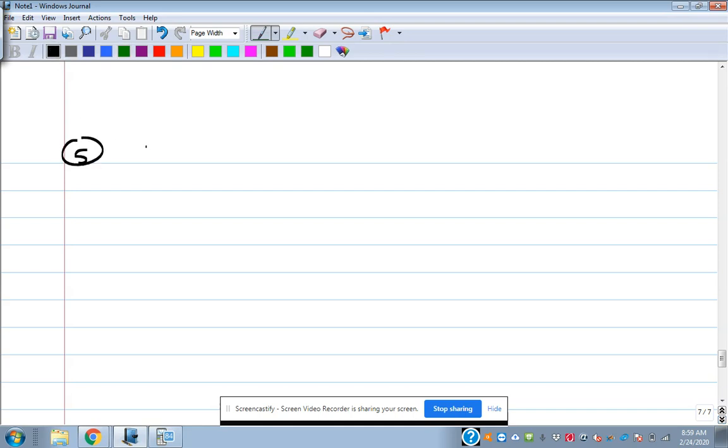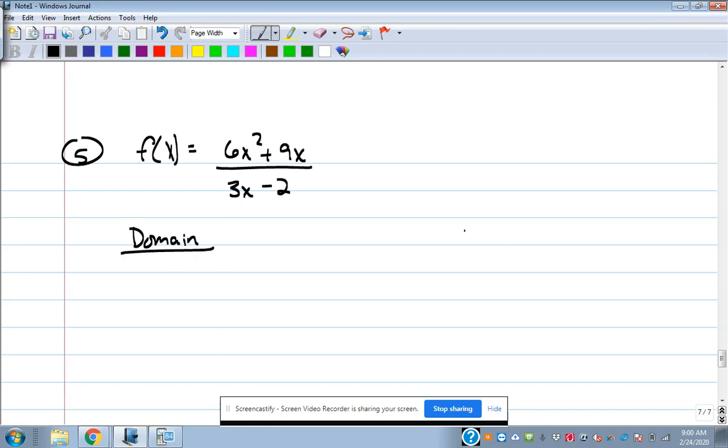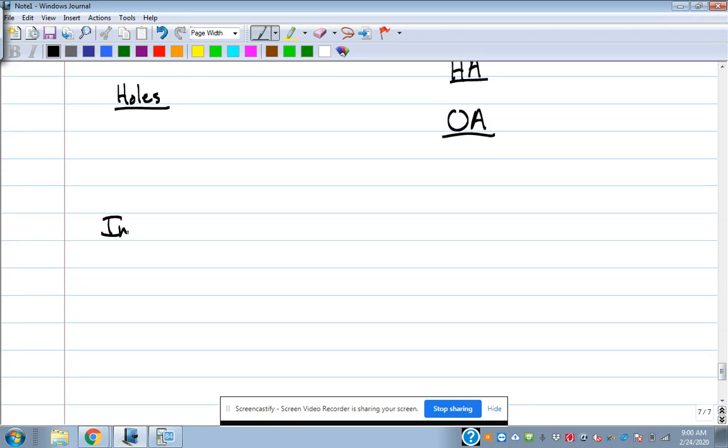This is number 5. f of x is equal to 6x squared plus 9x over 3x minus 2. Again, we're going to do all of those things. This is the last one in this section. Go back: domain, vertical asymptote, horizontal asymptote, oblique asymptote, holes, intercepts.